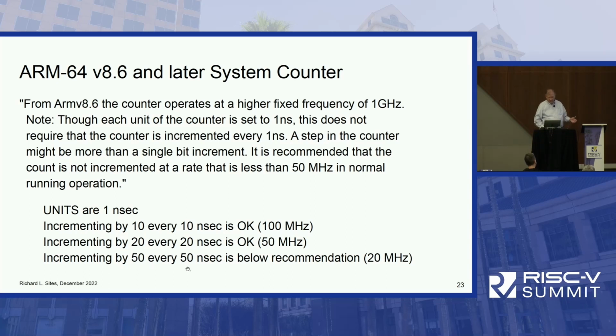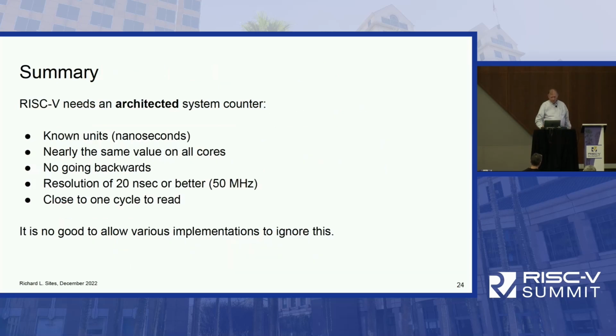Incrementing by 50 every 50 nanoseconds is below the ARM recommendation at only 20 megahertz. But for some of the chips here that are really embedded processors and stuff, and they're only running at 800 megahertz or gigahertz or something, it would be okay. It would be commensurate with what we're actually trying to measure.